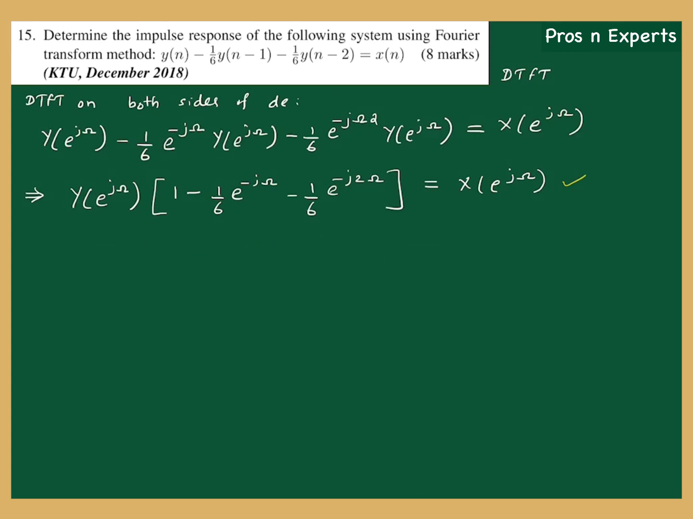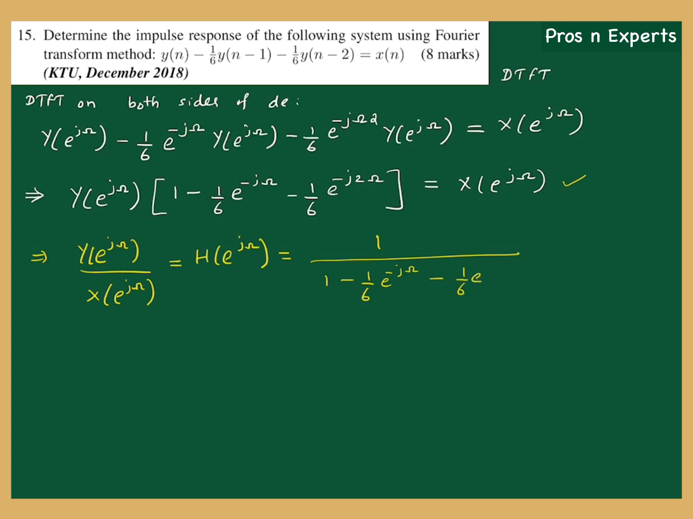So we can proceed with finding Y of e raised to j omega by X of e raised to j omega, because that will give you the frequency response H of e raised to j omega, and that is equal to 1 divided by 1 minus 1 by 6 e raised to minus j omega minus 1 by 6 e raised to minus j2 omega.